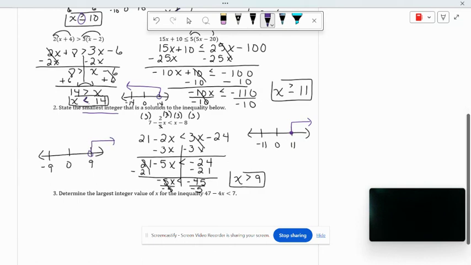Tell me what the next smallest integer is that's greater than 9. What is the next smallest integer greater than 9? If I look here, what would come after 9? 10. So 10 is the smallest integer.